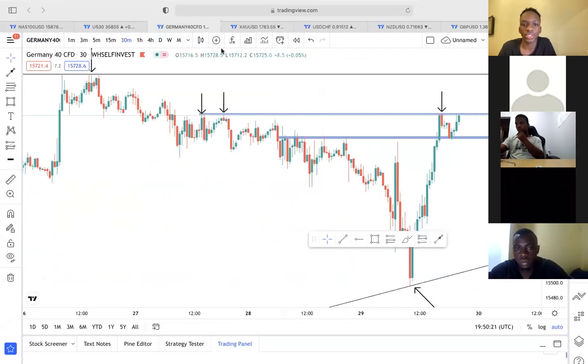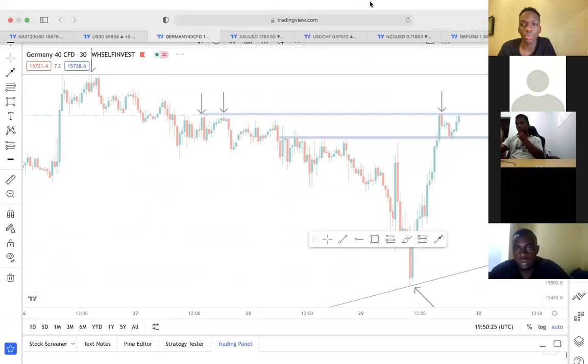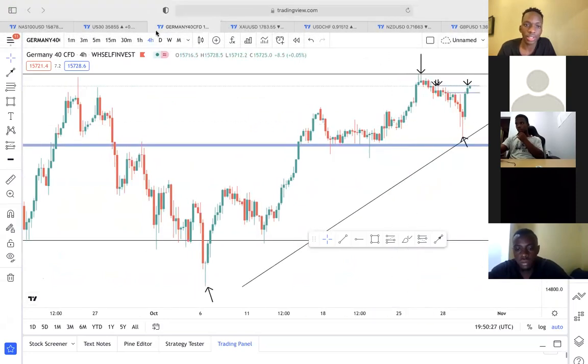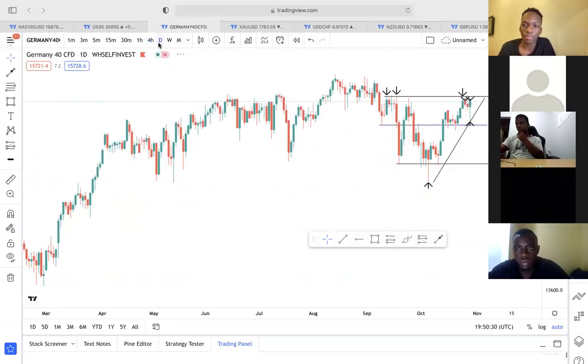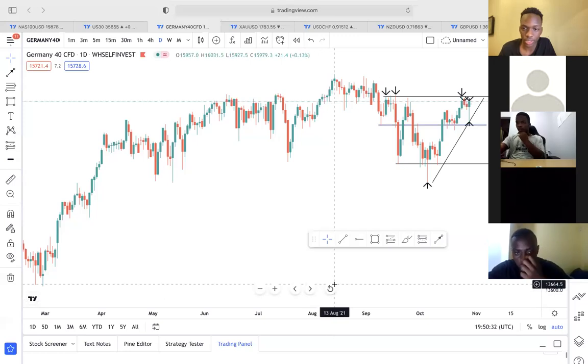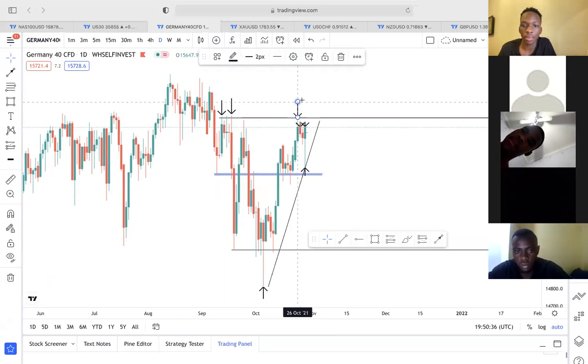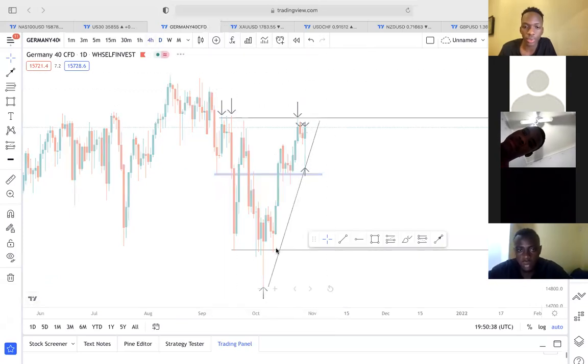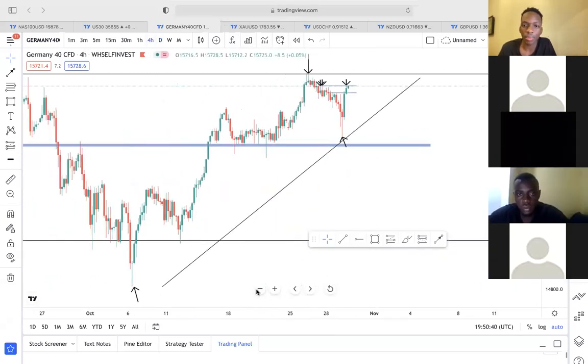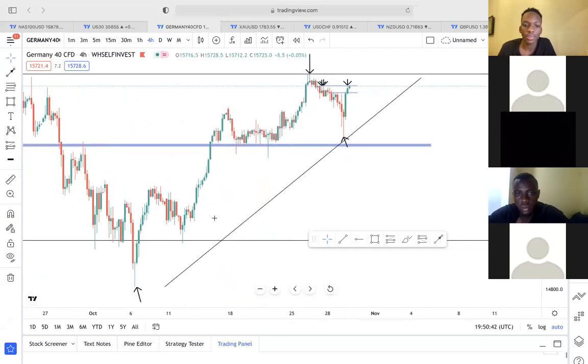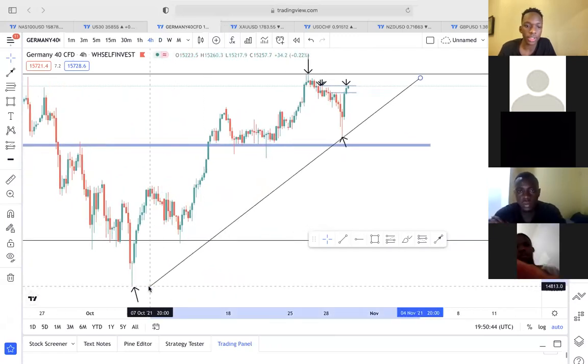This German 30 is not nice. Let me just show you guys though, so people don't say I'm selfish. You can see on the daily time frame, we just reset this properly. Let me go from H4 so you guys can see why I'm not too fond of this German setup over here.